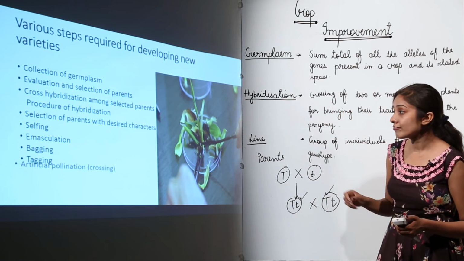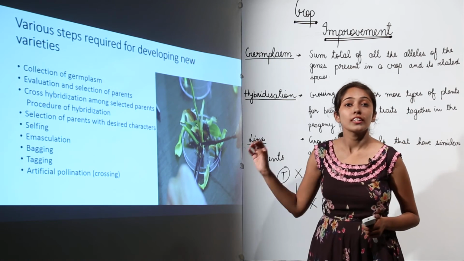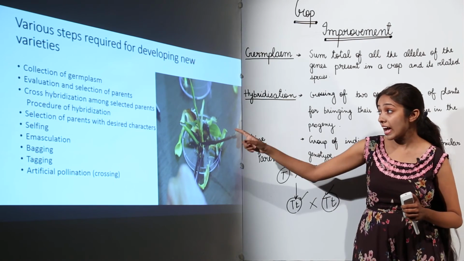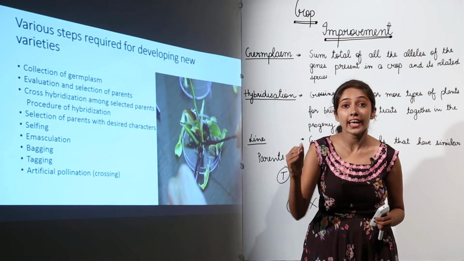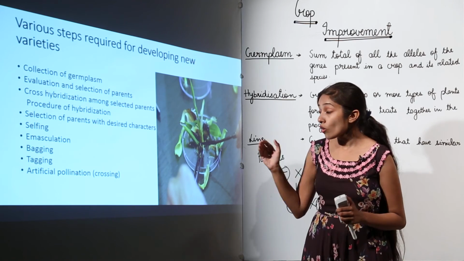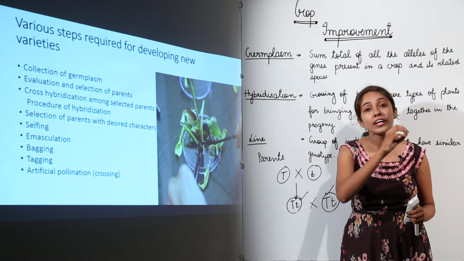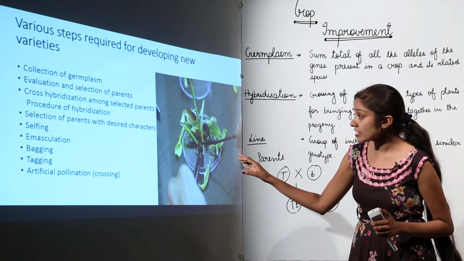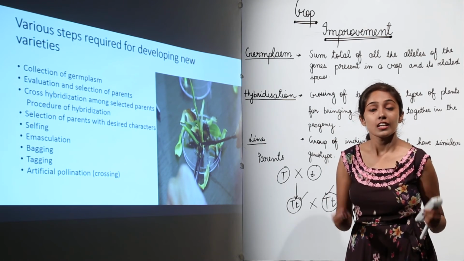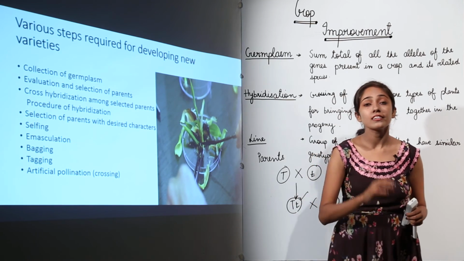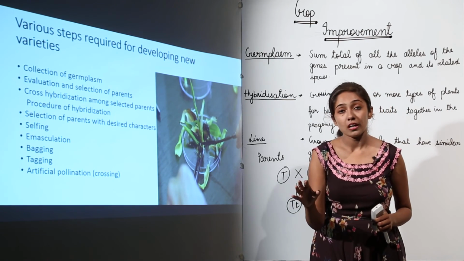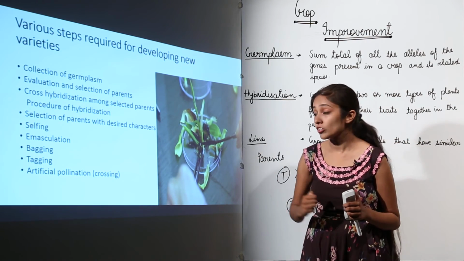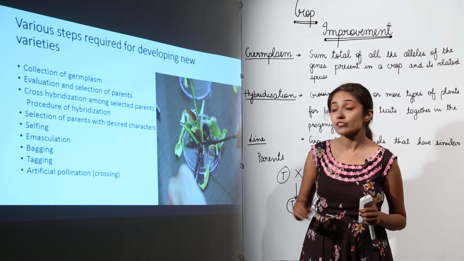Then we have artificial pollination, which we also call crossing. Now why are we calling it artificial pollination? As I told you, because we have done emasculation, we have removed the anthers from the flower. So we are going to provide those pollen grains that have the desired characteristics. So this is known as artificial pollination, right? As the name suggests, we are going to supply the pollen grains on the stigma of the flower, right? The desired traits are going to be there in the progeny because of this artificial pollination, which we also call crossing.